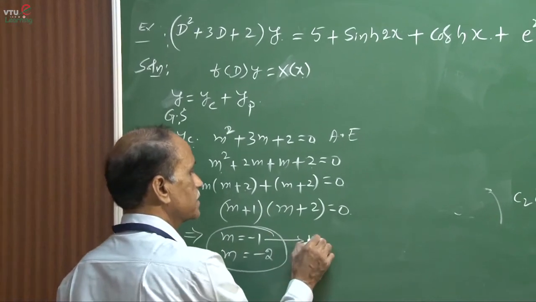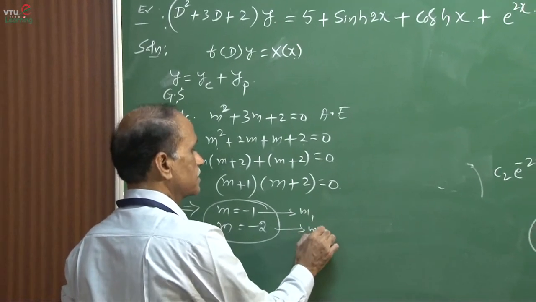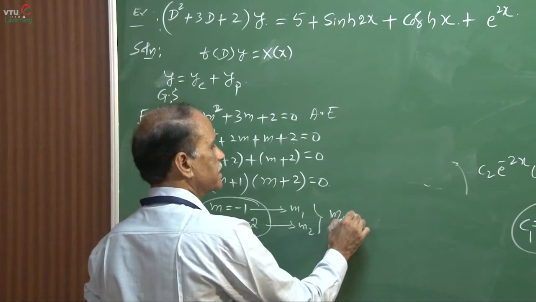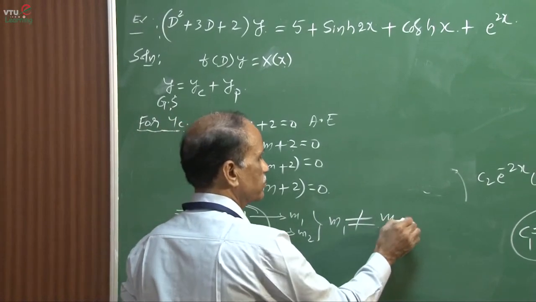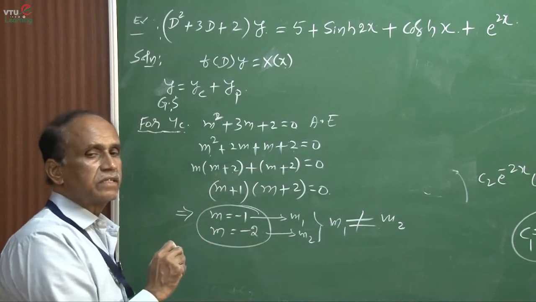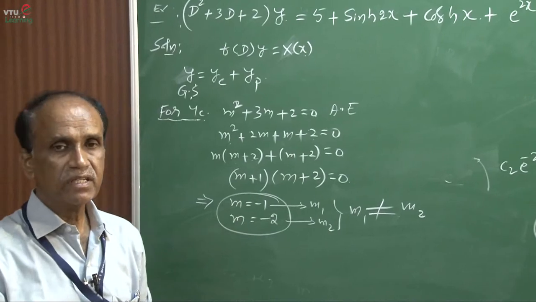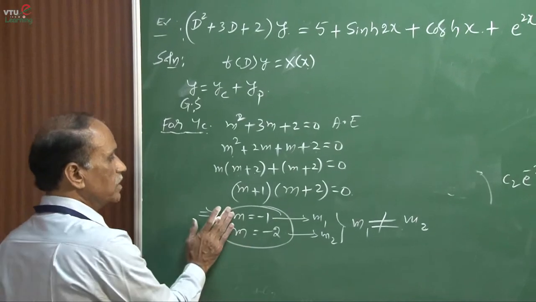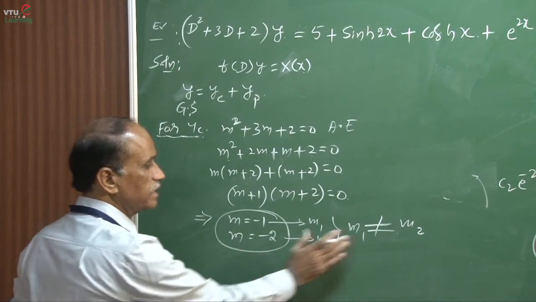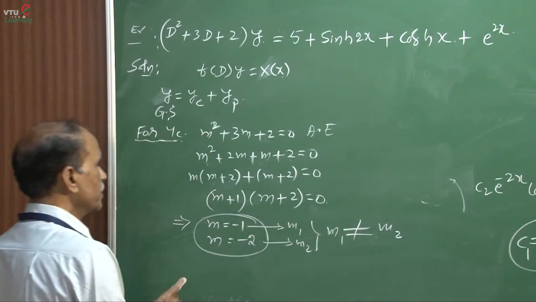This you can call m1 and this you can call m2. This clearly indicates m1 is not equal to m2. But they come under the real number system. They are not imaginary numbers. They are coming in the real number system. We call them real numbers. They are real and different. That means they are not equal to each other.